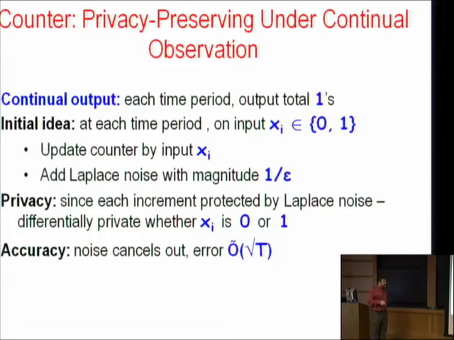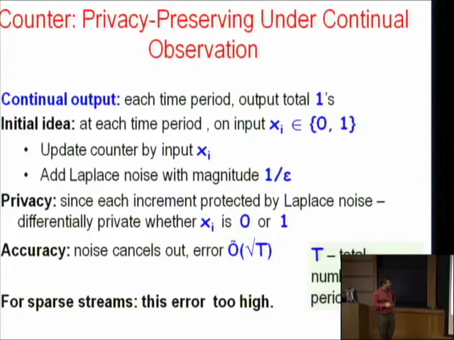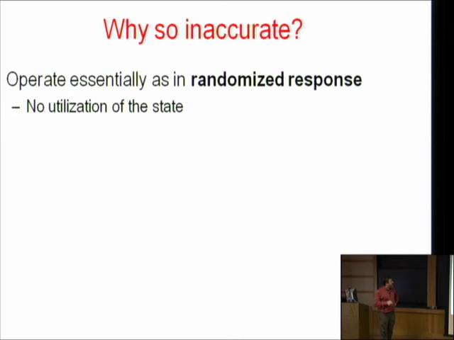What if you do this probabilistic counter, where you increment with probability 1 over 2 to the i? That's not the issue. The point is that the times where you increment... you could view the solution as related to this idea, but this in itself is not a solution. So why did we have inaccuracy here? This was randomized response.